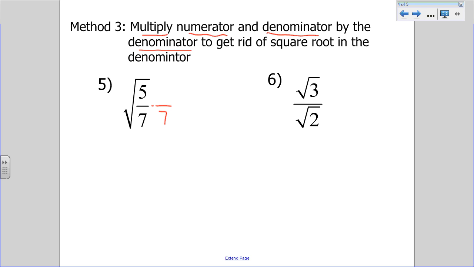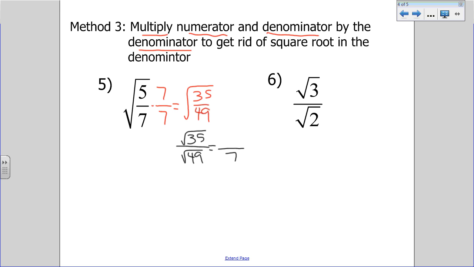Well, the cool thing about multiplying by 7 over 7 is it's just the number 1. And so I'm not changing the value of my number, I'm just making those numbers a little bit bigger. So I'm going to have the square root of 35 over 49. Now I can go back to that very first question. Is your denominator a perfect square? Well, now it is. So I'm going to separate these. The square root of 49 is 7.